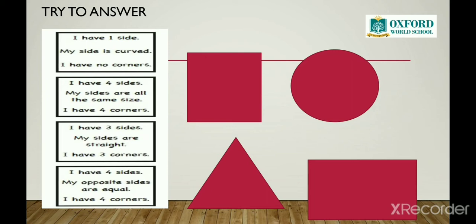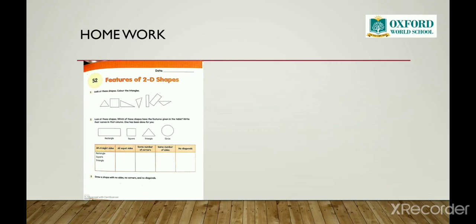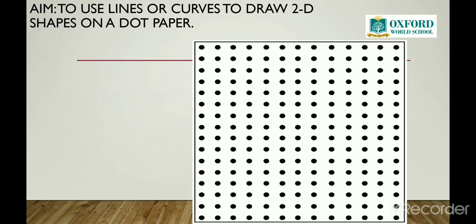So if this is clear, then the next worksheet is your homework. Okay, just try S2 yourself and let me know if you face any problem while solving this. Now coming to the next is to use lines or curves to draw 2D shapes on a dot paper.